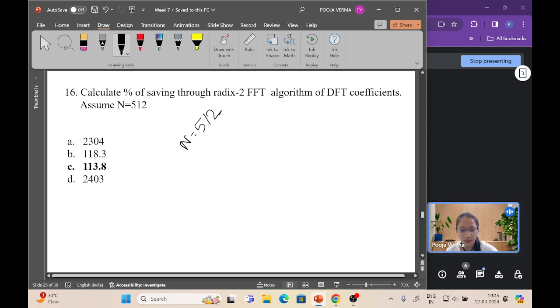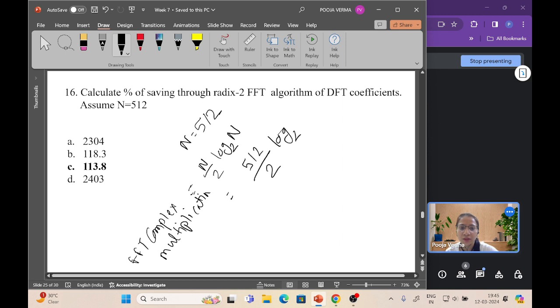So the number of complex multiplications in Radix-2 FFT algorithm is how much? That is n by 2 log base 2 n. Already we know the complex multiplication in FFT. So n is given 512, 512 divided by 2 log base 2 of 512. So that will come 256 log 2 to the power 9, and that will come 9 multiplied by 256. How much will we get? 9 multiplied by 256 is 2304. You can calculate this.